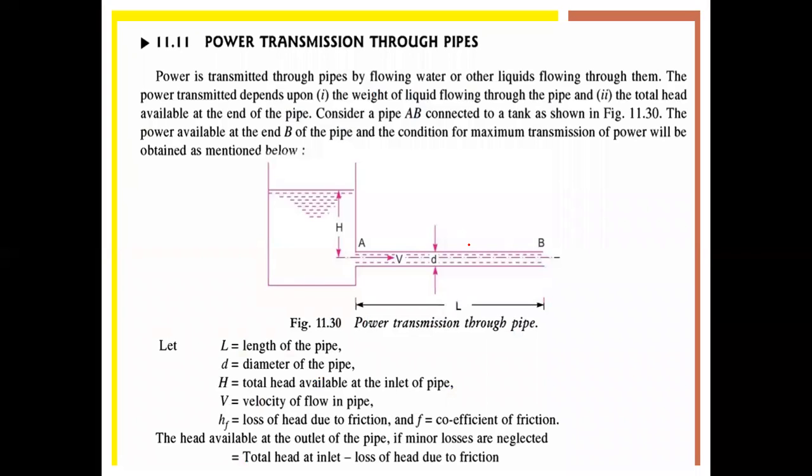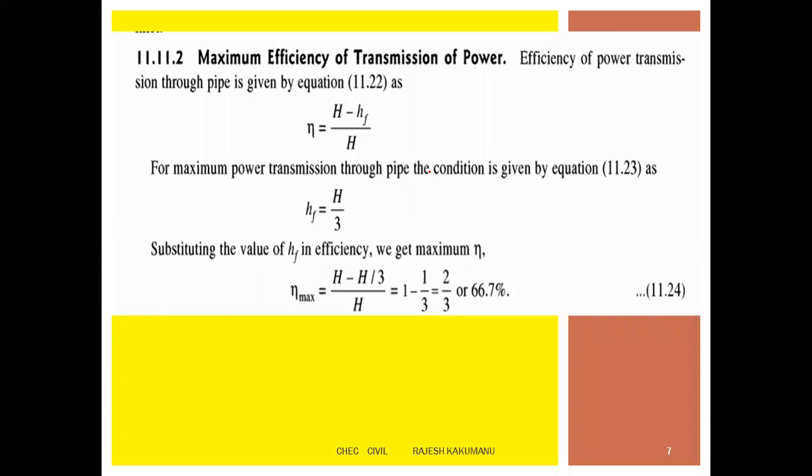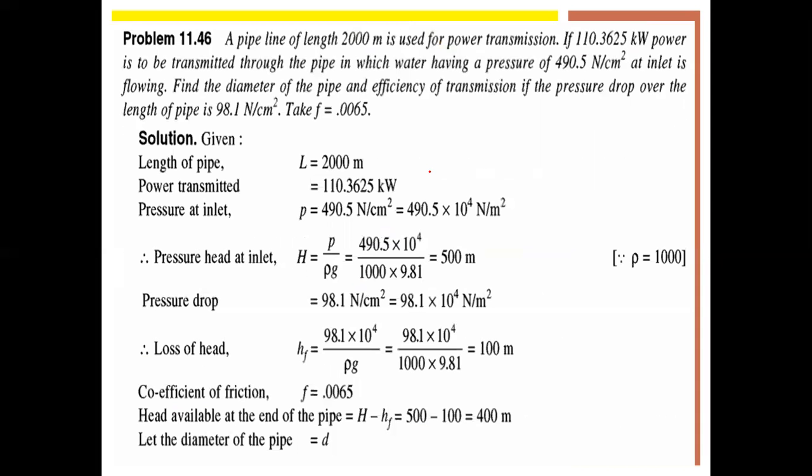So the power transmission lines were already discussed in the last class. How the head is checked at the center point. Here the pipe has a uniform cross section. The derivation: the efficiency of power transmission is capital H minus small h f by H. So the condition for maximum transmission of power and maximum efficiency of the transmission of power. In yesterday's class we solved only a few problems, so we'll complete these problems and then go to the topic.